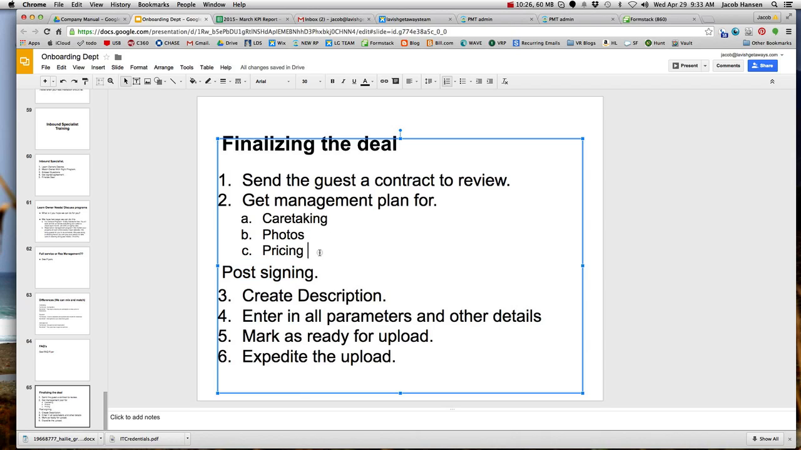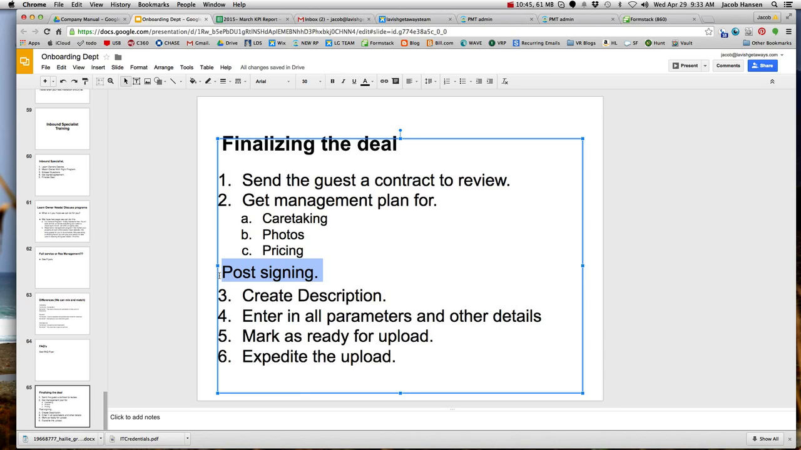After the person signs, you should put all of this stuff into Salesforce, just so you know. You're going to be managing this person in Salesforce just like anyone else. So in the notes, you're going to put the caretaking plan, how we're going to get photos, and pricing that we're going to post in our system. Okay.